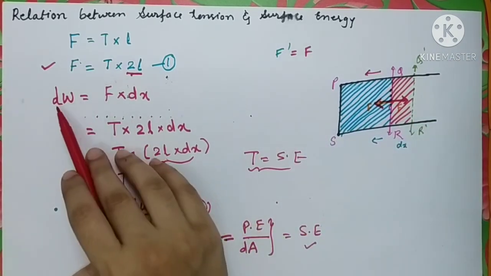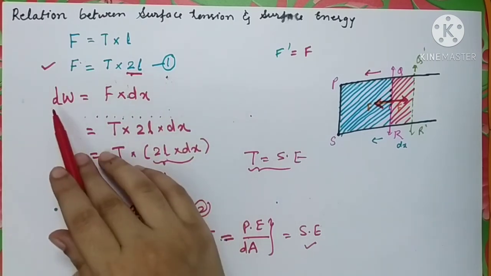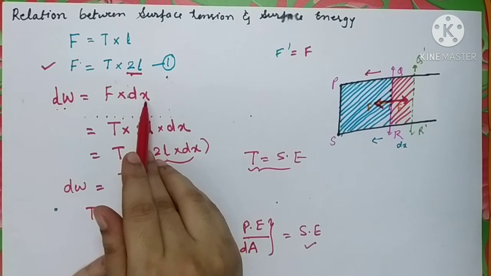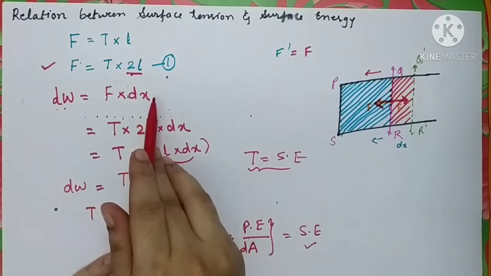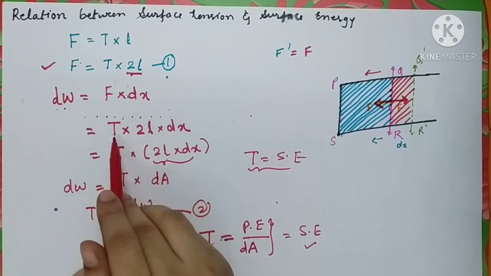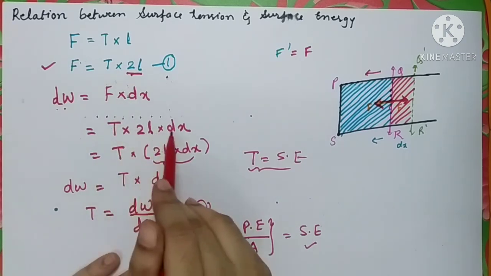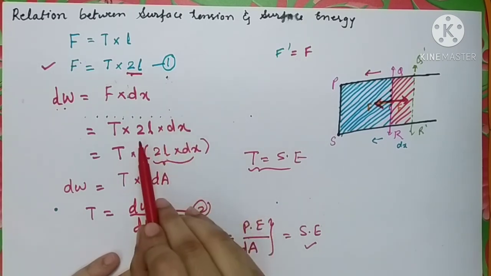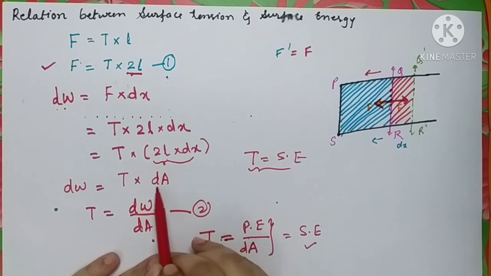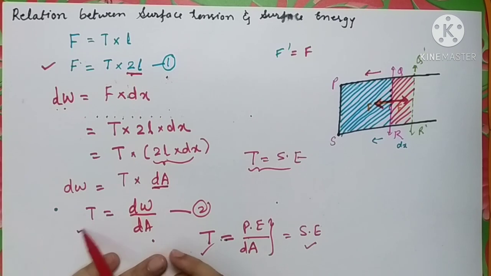So the small amount of work done in order to increase the surface area of a soap film is dW. It is equal to force into displacement. This is the general formula of work done. Now from equation 1, we know that the force is T into 2L, so dW is T into 2L into dx. Then this 2L into dx is nothing but the increase in the surface area of a soap film. So that is why we have written it as dA. Then the formula of surface tension we get over here is dW upon dA. This is a very important formula.